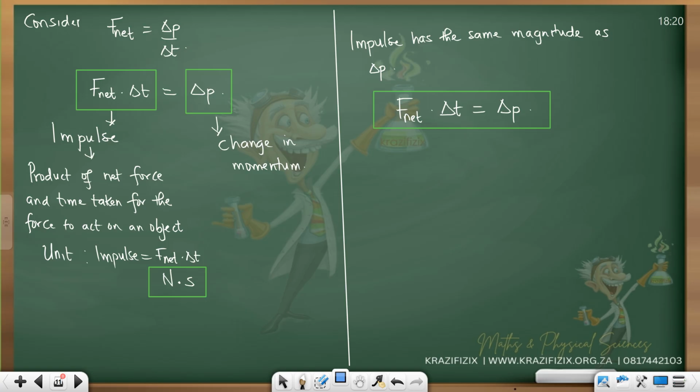The magnitude of impulse is the same as the magnitude of change in momentum, but they are different quantities. You get the whole idea, right? They have different units, different meanings, different formulas, different definitions, but the sizes are the same.